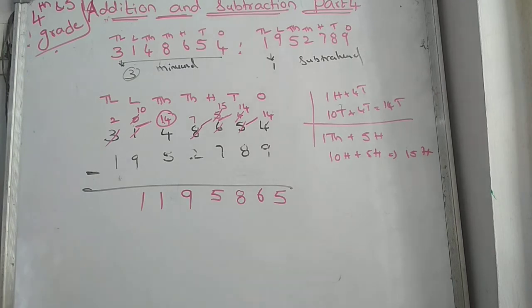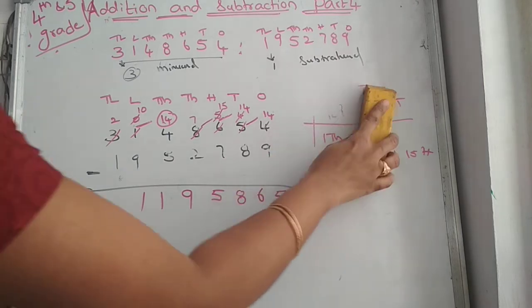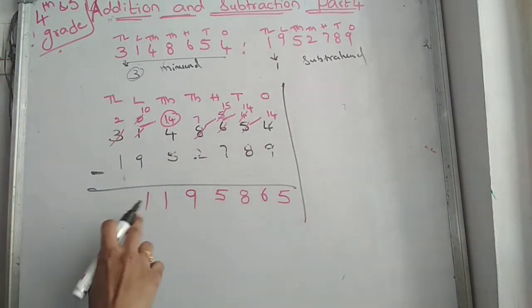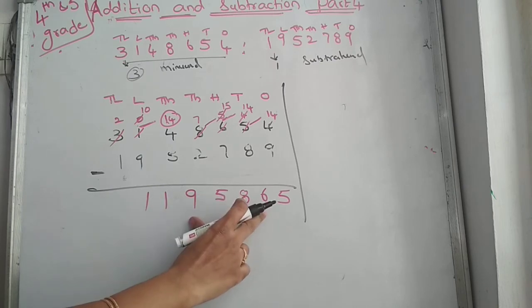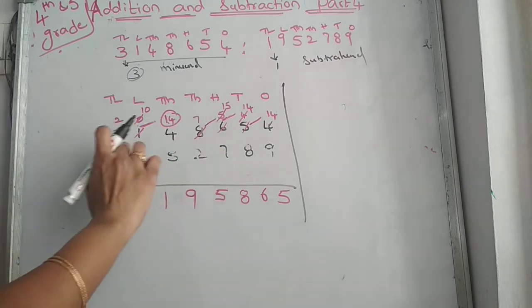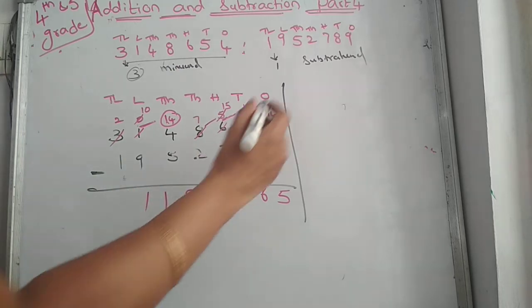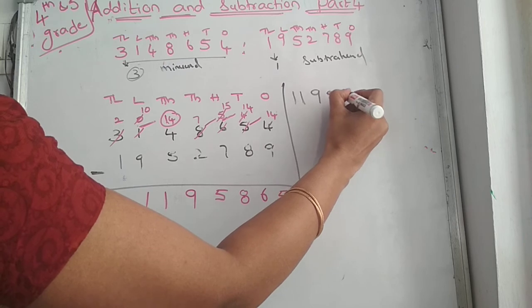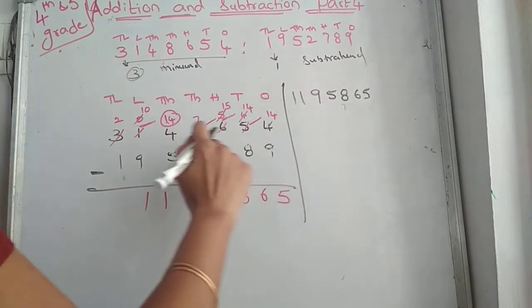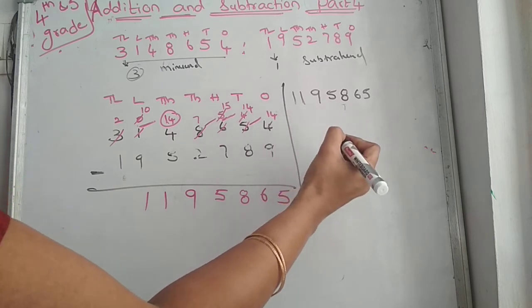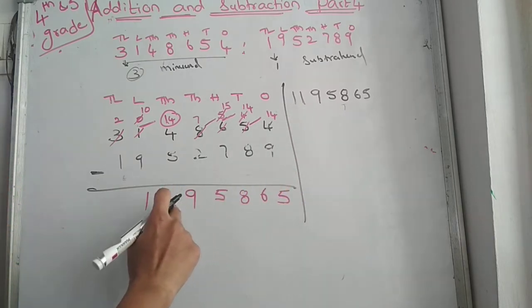If you want to check whether your answer is right or not, you can check again. How to check? If you add the difference and the smaller number, the answer will come. Okay, the minuend will come. 5, 8, 6, 5: what is this number? The difference between the given numbers. What is the other number? 1, 2, 3, 4, 5, 6, 7. Okay.